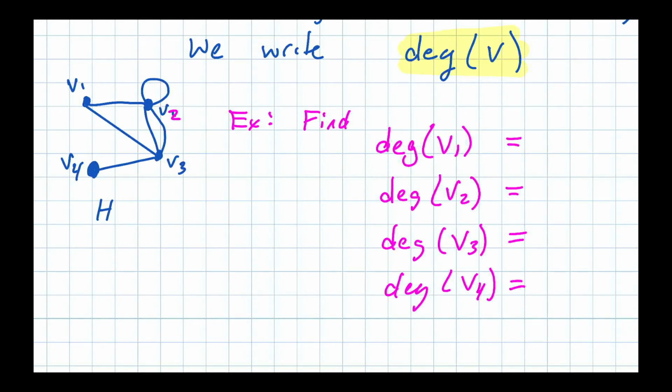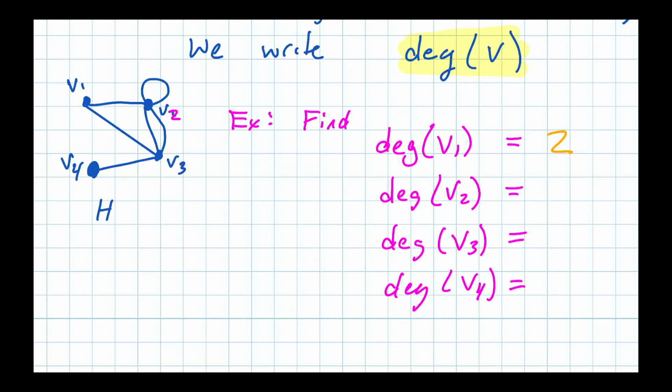So for V1, which is right here, you just count up the edges that are leaving that vertex. So you just go 1, 2, two of them. So that is degree 2. All right. Then you do the same thing for V2.